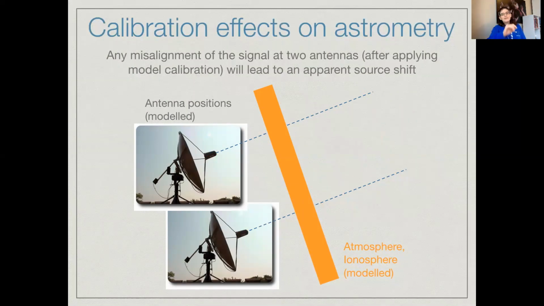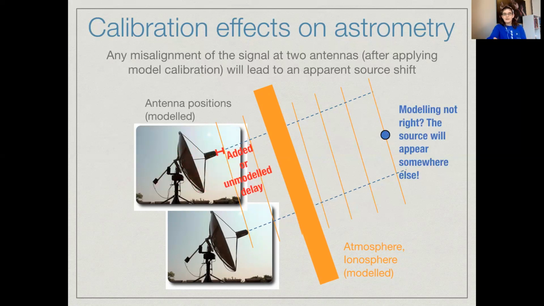But what if there's a bit of a delay between the signal arriving at one antenna relative to the other, right? In other words, it doesn't arrive at the same time at both antennas after we've made our best model. Well, then the source will appear to be in a different position. You can think of it like this. That extra delay changes the apparent angle of the plane wave in this 1D example, and that changes where the source appears to be.